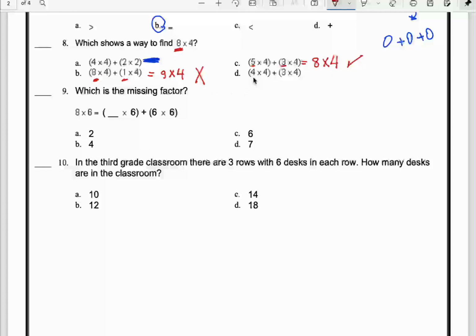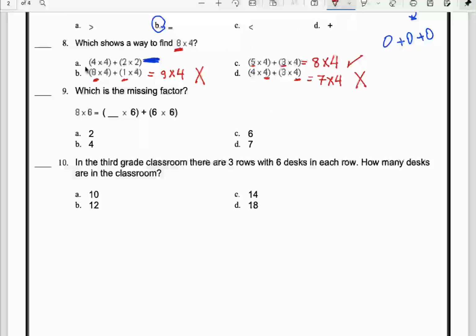Let's see the next one. We have this 4 repeated. Not the first 4, the second 4. Because here the first number is 4 and here 3. So 4 plus 3 equals 7. So this is 7 multiplied by 4. So this one is wrong.